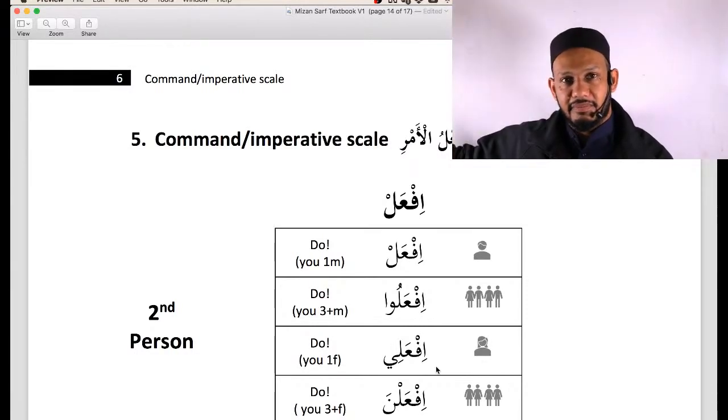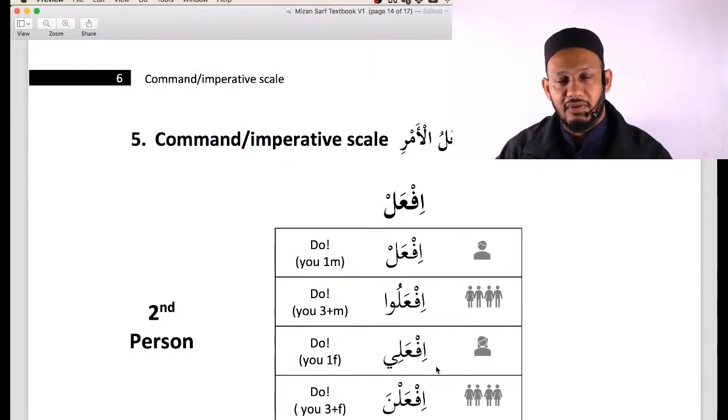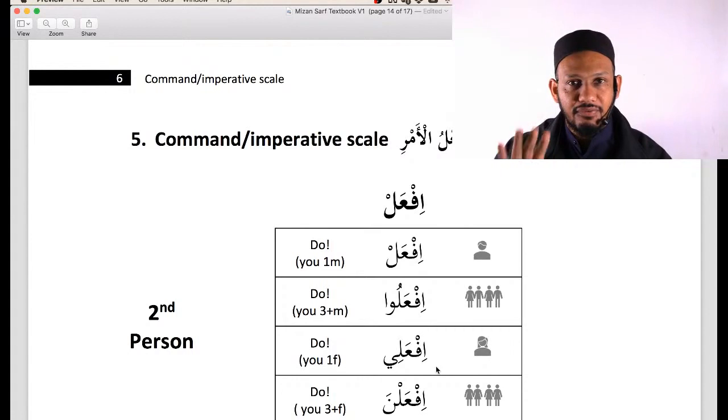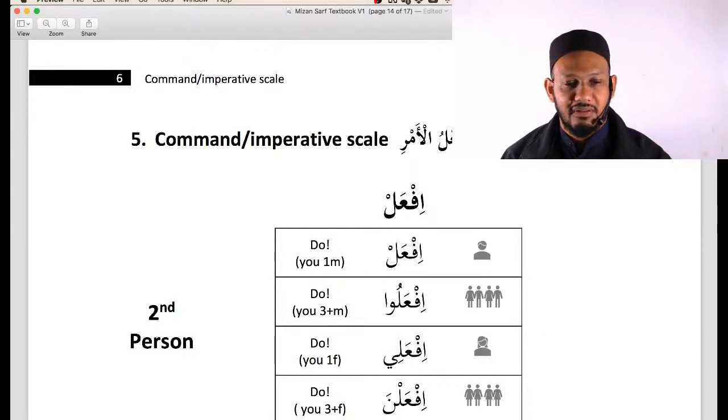That is the yaf'alu, yaf'aluna, taf'alu, yaf'alna. Then there's the I and the we, af'alu, naf'alu. And then there is the person you are addressing. So there's only 4 words you have to remember, and the first word is if'al. If'al means do, for you, one male.